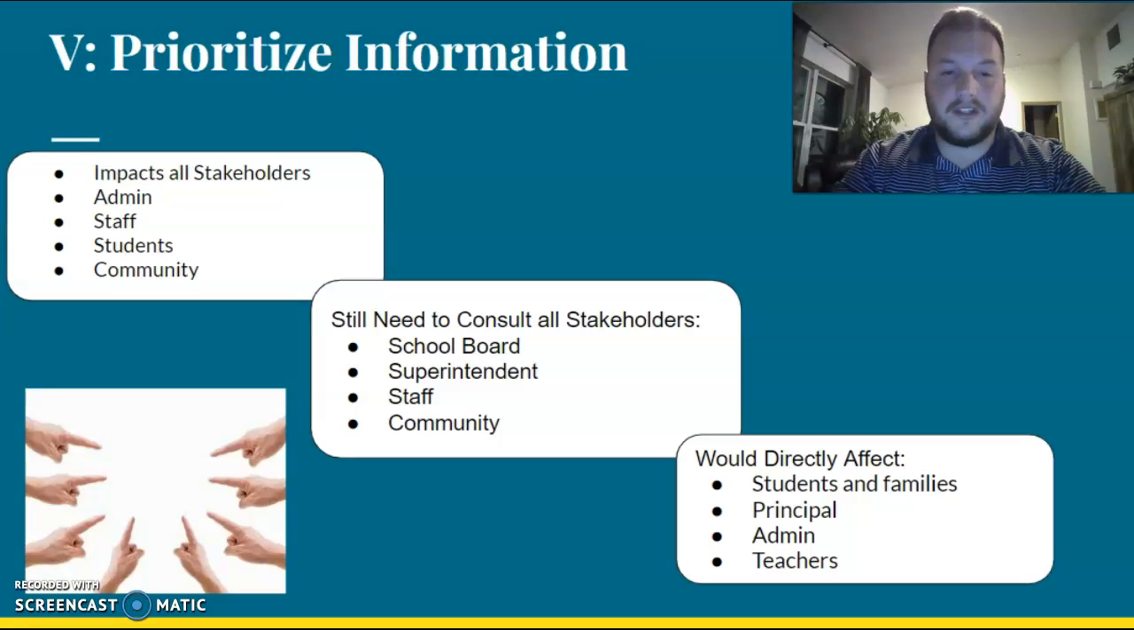Staff, of course, in this situation, you need to consult the staff on any changes that are being made, what the expectations are, and all of the details for implementation. And then again, identifying that it's going to directly affect the students, families, principal, admin, and teachers.